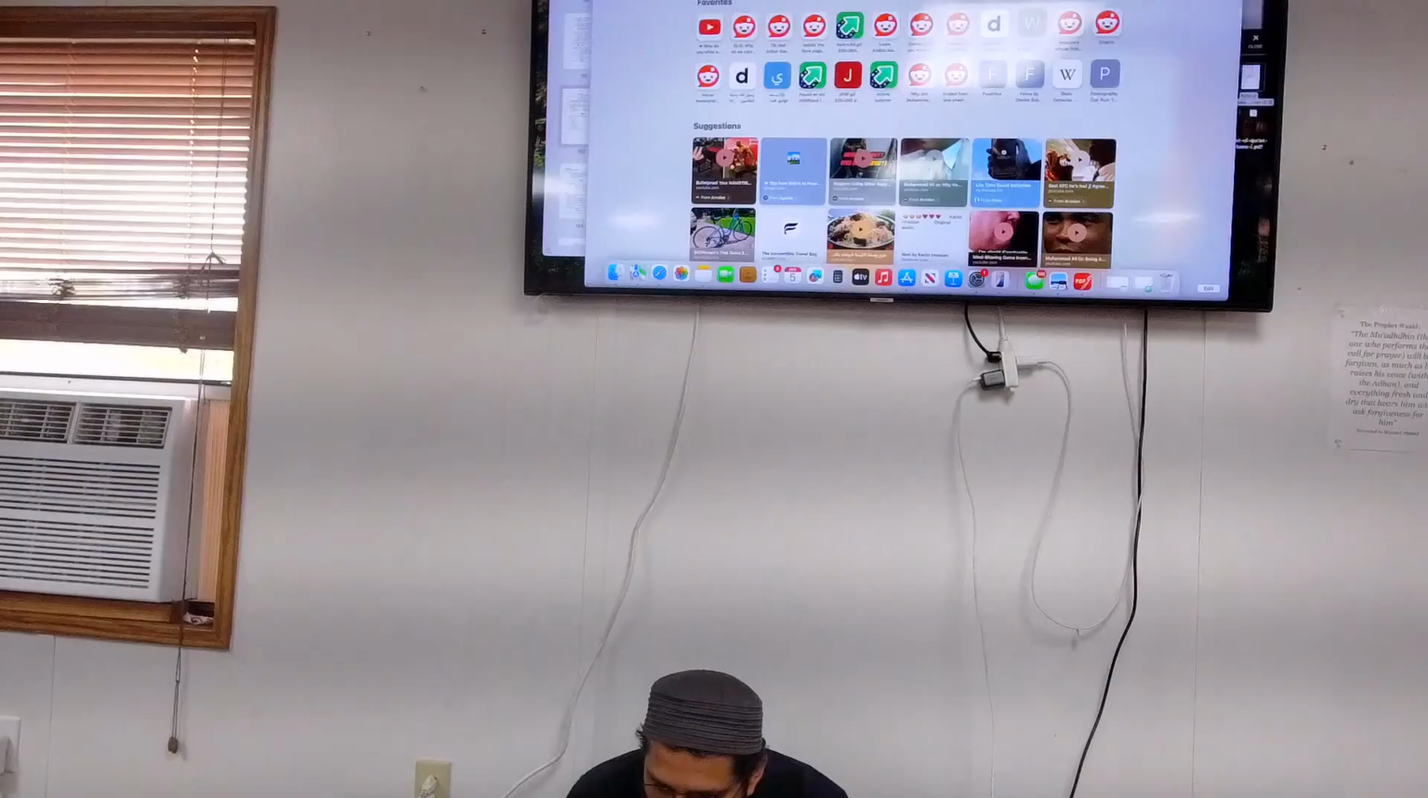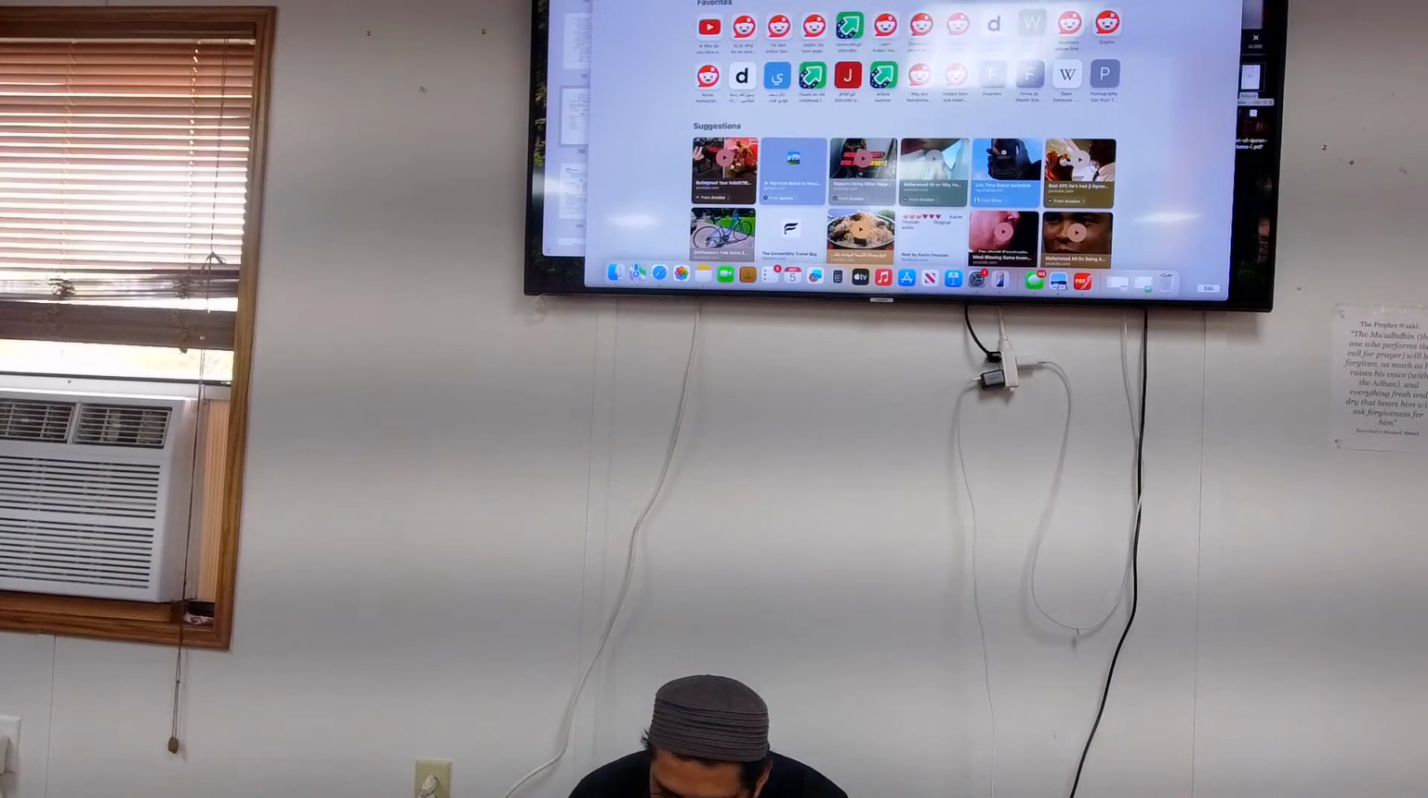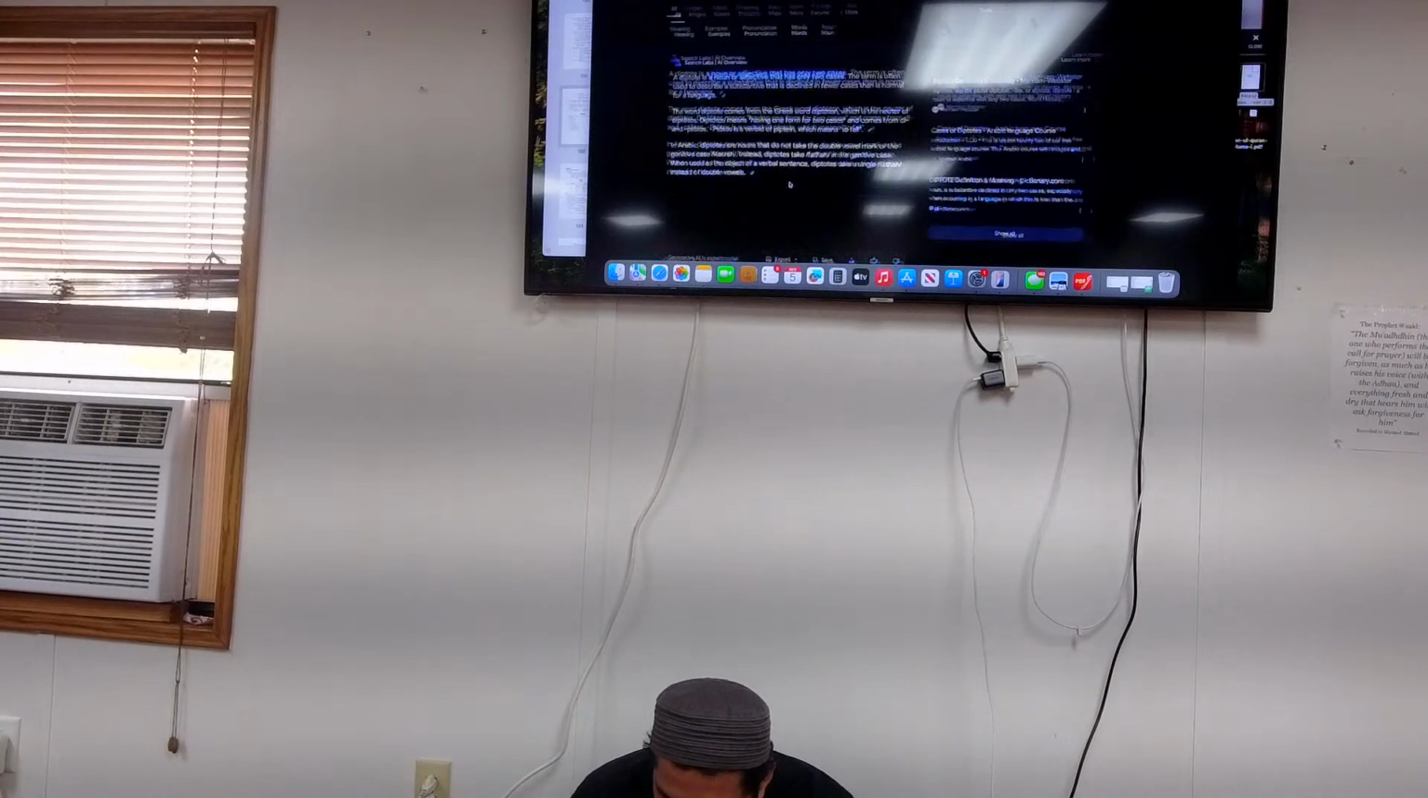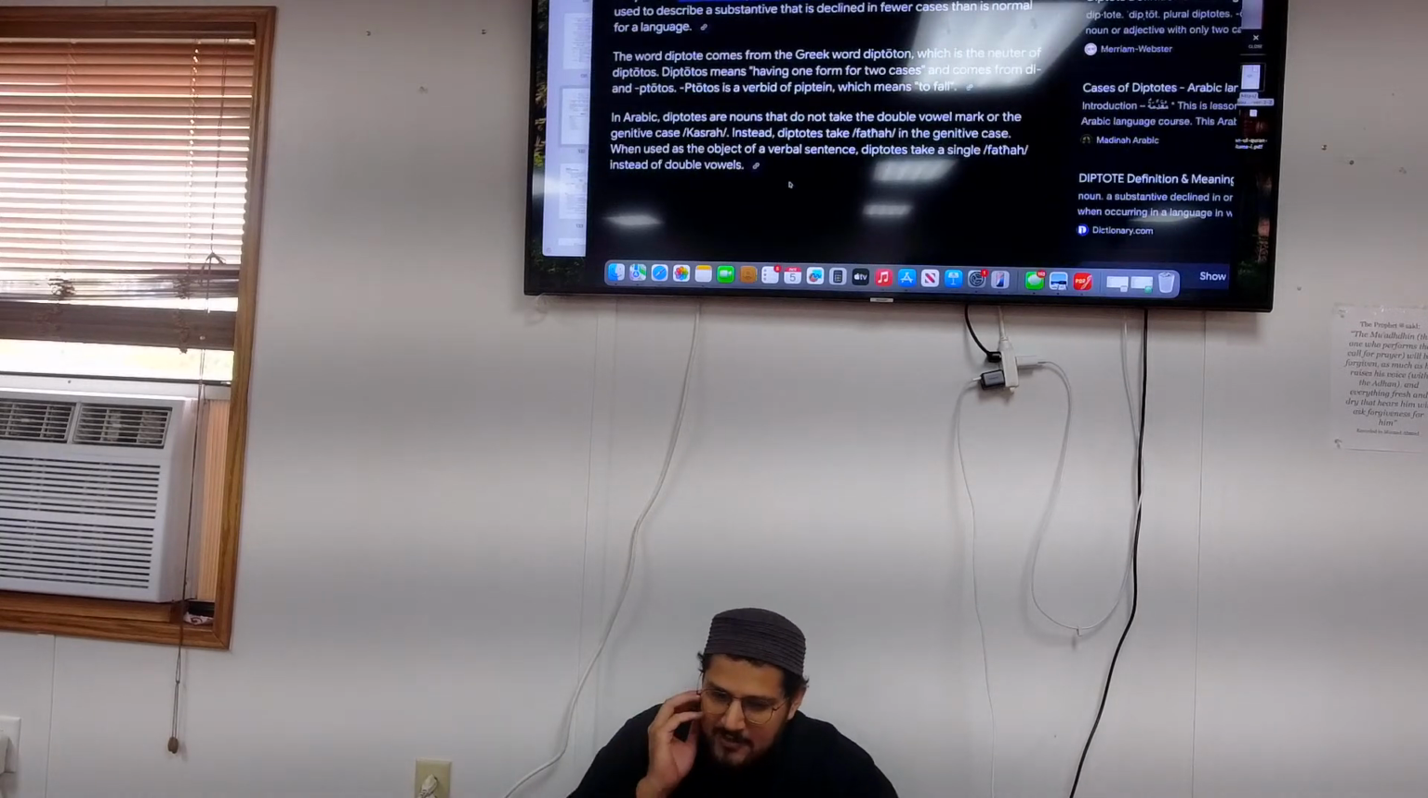So would diptote in English grammar just mean exceptions to rules? Well, actually, we just made up the word diptote, because in English we don't even have it. It literally just means having two cases, because di means two, like dielectric. English doesn't even have cases, but other languages do. In Arabic, diptotes are nouns that do not take tanween, double vowel marks, or the genitive case kasra. So as you can see, this is a word made up to understand not English, but languages that do have cases.